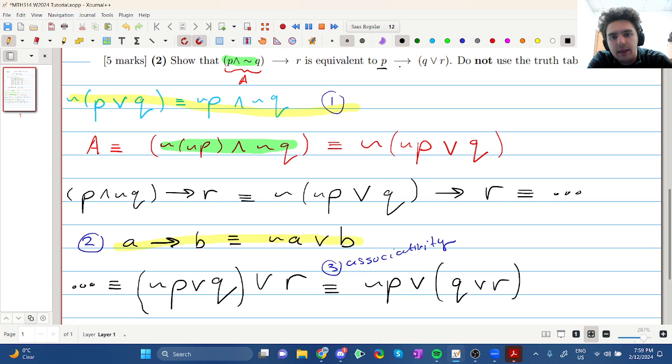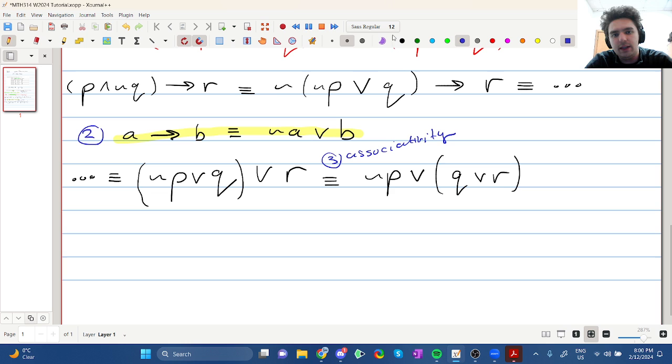We're trying to get to P implies Q or R. So if you wanted to spell this out a little more, you could say this is not P or Q or R, because it's the same as rule number 2 that I used here. Well, that's exactly what we have right here. So I can just say that this is logically equivalent, according to rule number 2, to P implies Q or R.